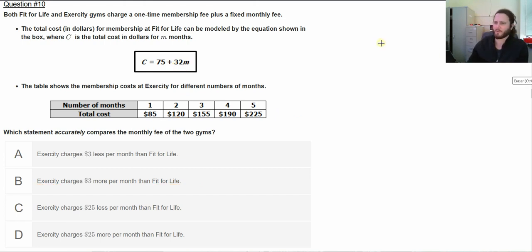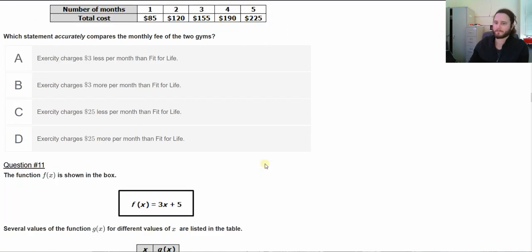We don't really care whatever this 75 is. That could be the initial join-up fee, the one-time membership fee, which this problem didn't ask about, so we don't care.